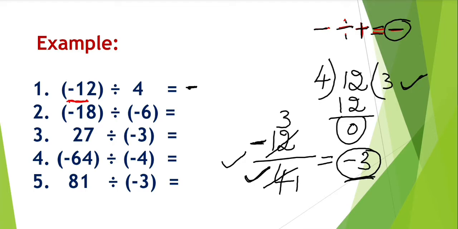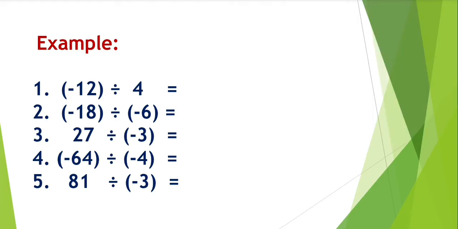Because the numerator is negative, and we are dividing with a positive integer, we get a negative integer as the result. So our answer is minus 3. So here we have to write minus 3.